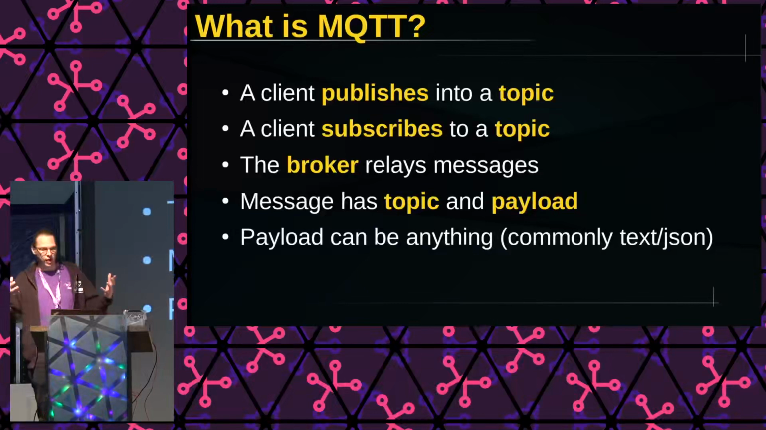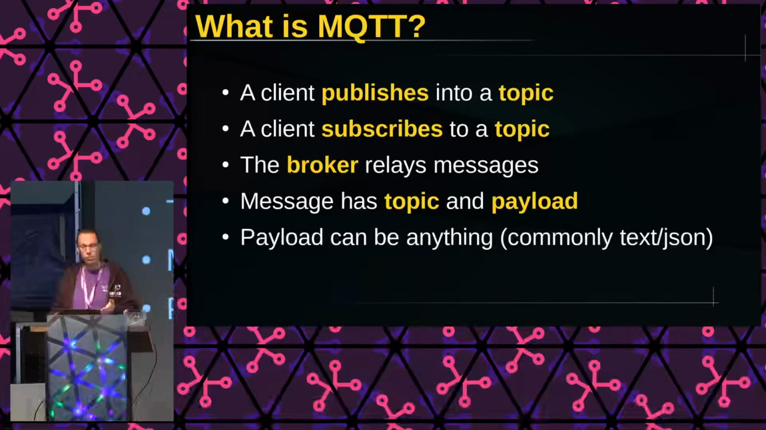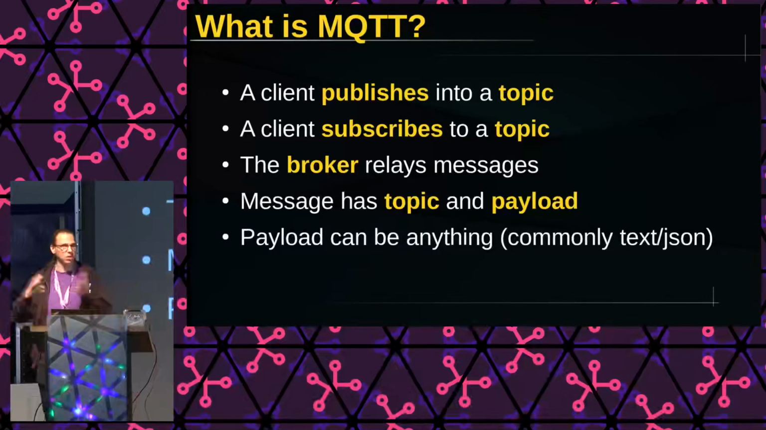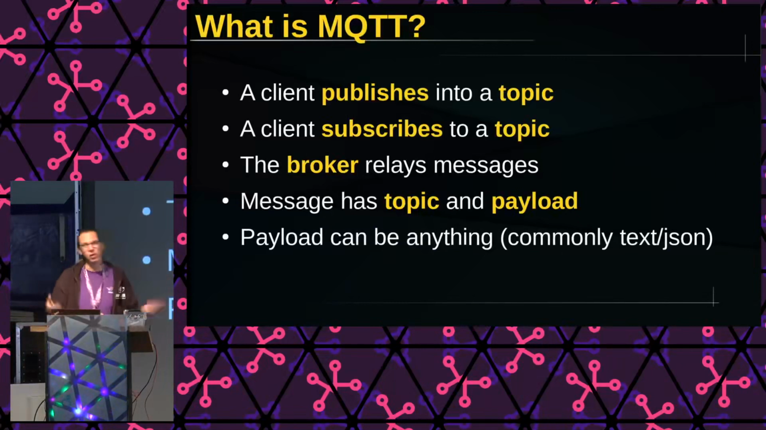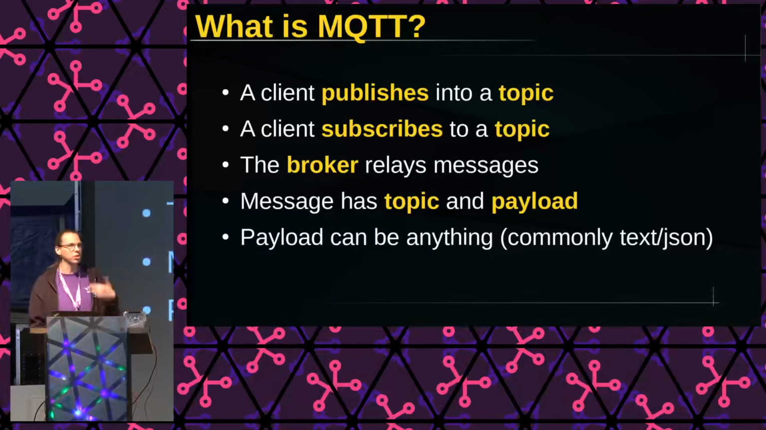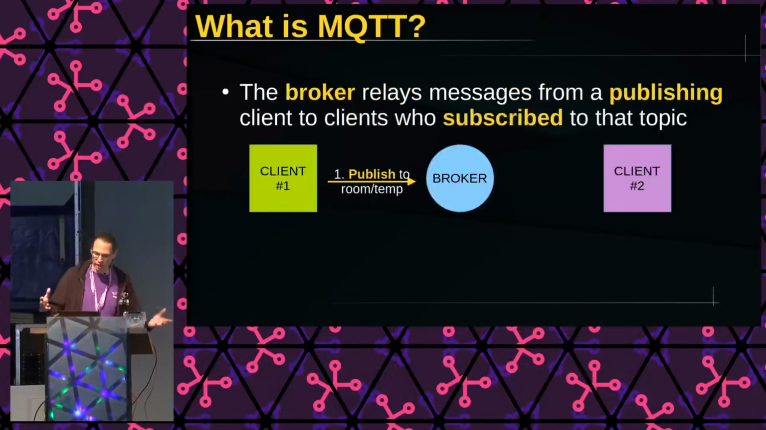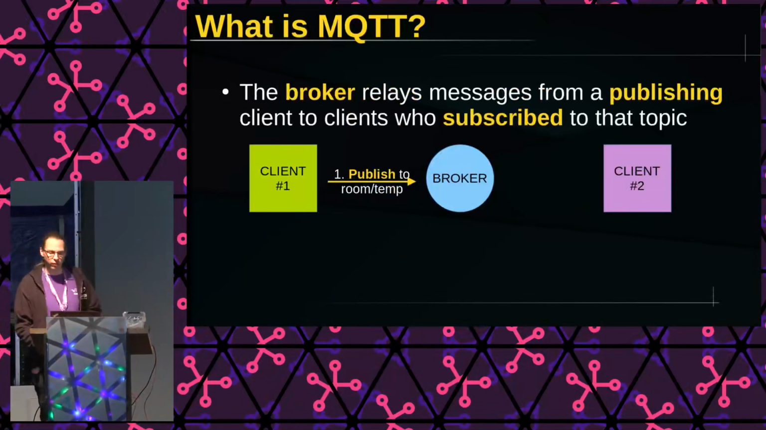So what happens? There is a client, and this client can publish into a topic, and another client or the same client can subscribe to a topic or several. And then the broker, which is the central server, will relay messages between clients. Every message in this system has at least a topic and a payload. And this payload can be anything. It could be a binary file, it could be text, and most commonly used is text or JSON or just a number.